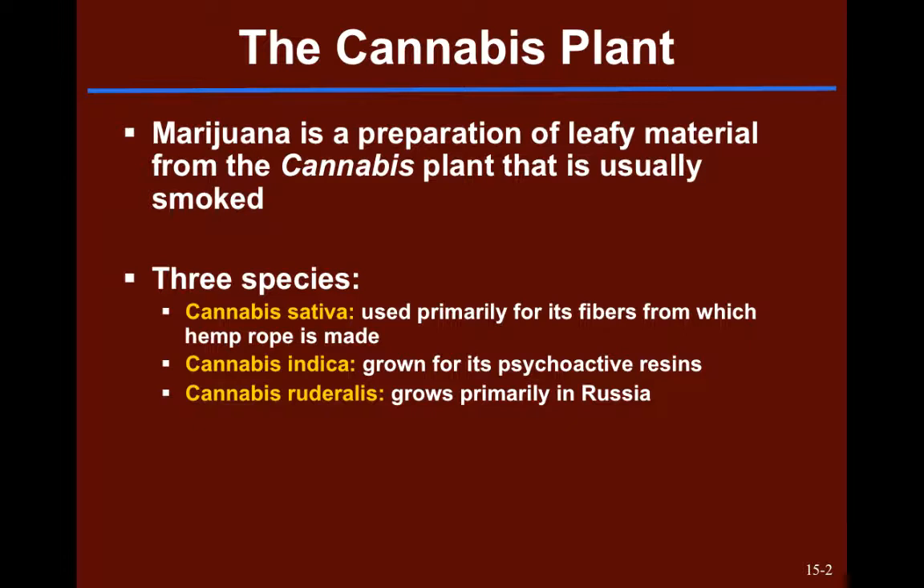We've got Cannabis sativa. This is the one that we know also as hemp. So it's used primarily for its fibrous products from which rope is made. And then we've got Cannabis indica. This is the one that's primarily grown for its psychoactive purposes. And then a third species, Ruderalis, that's grown primarily in Russia.